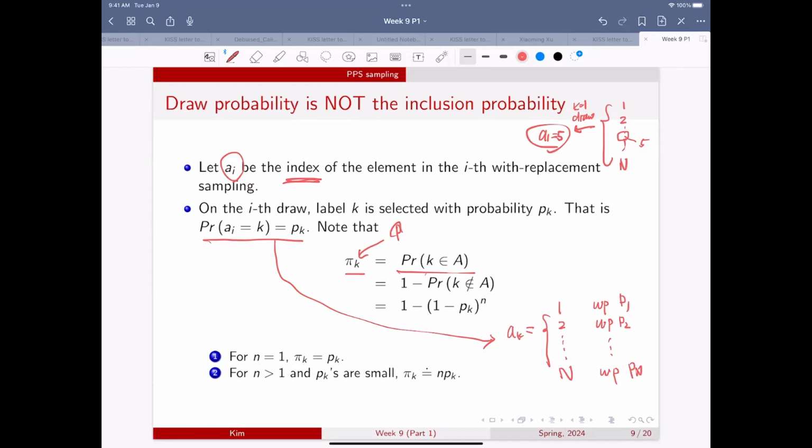So this property is 1 minus p not equal to a. And then because of the independence, we have this. So unit k is not selected n times. So then you get it. So this is basically the relationship between pi k and pk, right? So then if you check n equal to 1, then we actually have pi k equal to pk, right?